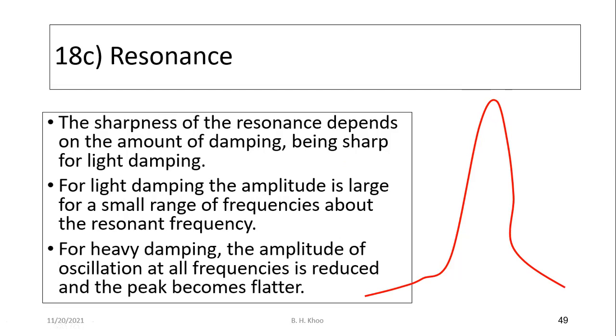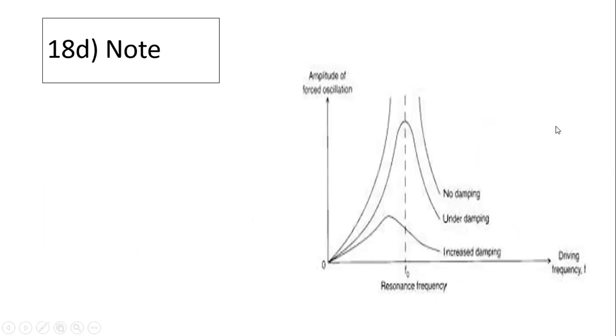With heavy damping, the amplitude of the oscillation at all frequencies is reduced. All the amplitudes become smaller. They never touch, never go to zero, but they decrease there. This is not as sharp. This is sharp, a range of frequency near the resonant frequency. As I said, your note or reference book says that for heavy damping, the natural frequency, or the resonance frequency, becomes smaller.